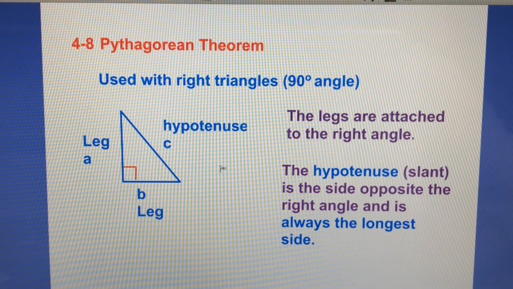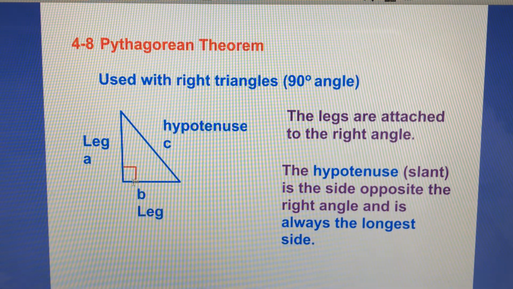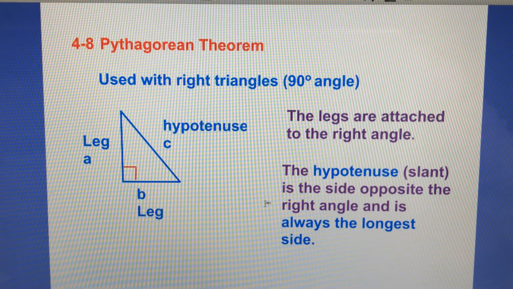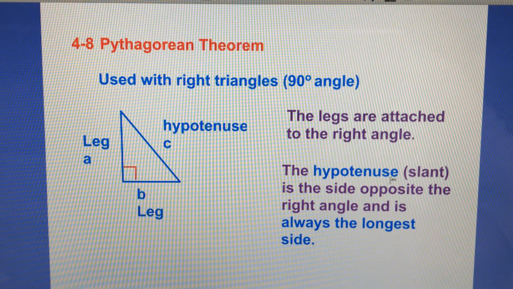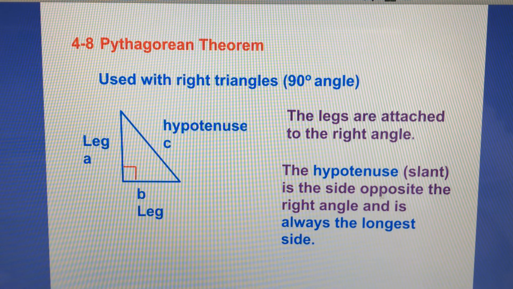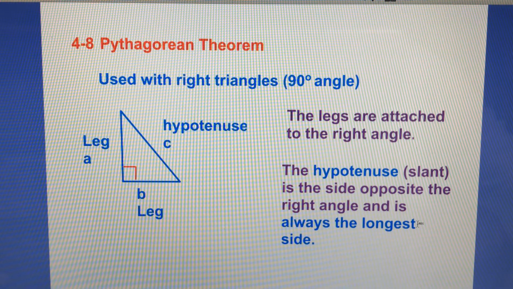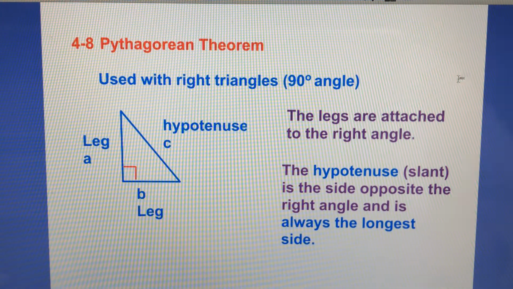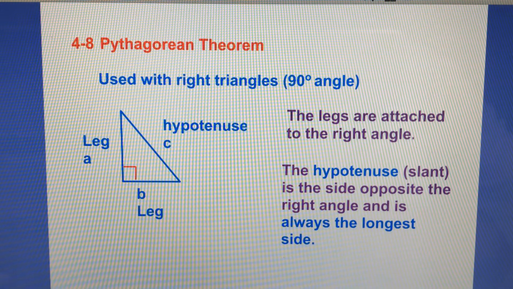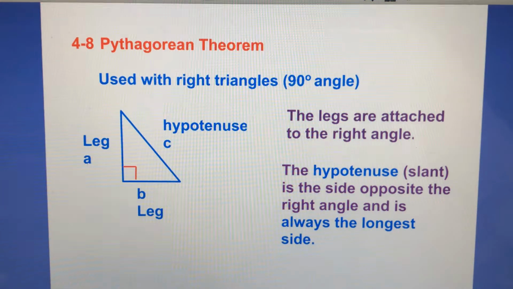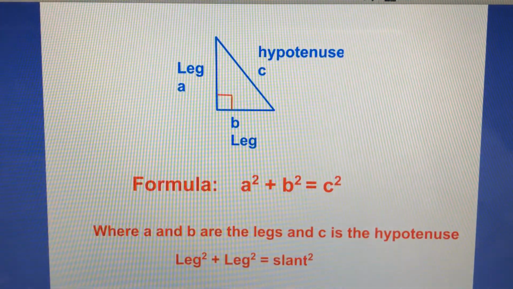We have three sides to a triangle. The two sides that are attached to the right angle are called the legs, and the slant across from it is called the hypotenuse. This is the slant. It is the side opposite the right angle, and it is always, always, always the longest side. So if you are given three values, you know that the largest value has to be the hypotenuse.